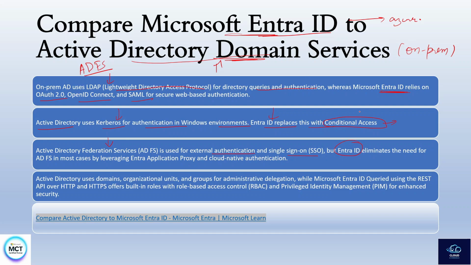But in Entra, that is in the Azure environment, this is not required because federation is an inbuilt part of Microsoft Entra. Active Directory uses domains, organizational units, and groups for administrative delegation. This is how the entire structure on-premises is designed. Whereas in Microsoft Entra, it is queried using REST API over HTTP or HTTPS, and here we give the permissions using RBAC or using privileged identity management for privileged roles.